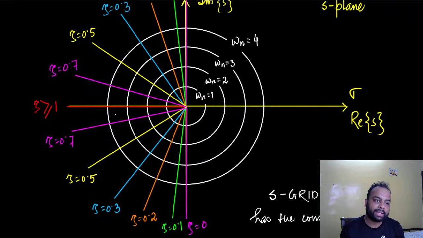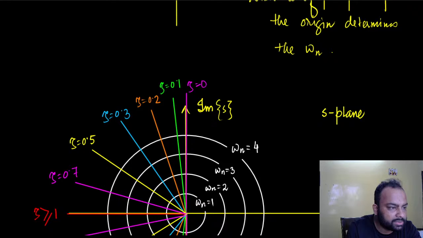As you can understand, these lines only cross at one particular set of points. So there is only one single pole pair that has the same particular omega n and the same particular zeta.